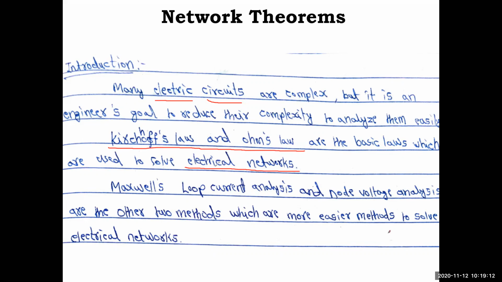Then in the second part, we saw Maxwell's loop current analysis, that is mesh analysis, and node voltage analysis in detail, right? These are the other two methods, which are easier ways to solve electrical networks that you could not solve using Kirchhoff's law and Ohm's law alone. Through loop analysis and node analysis, you can find the branch currents or some node voltages.